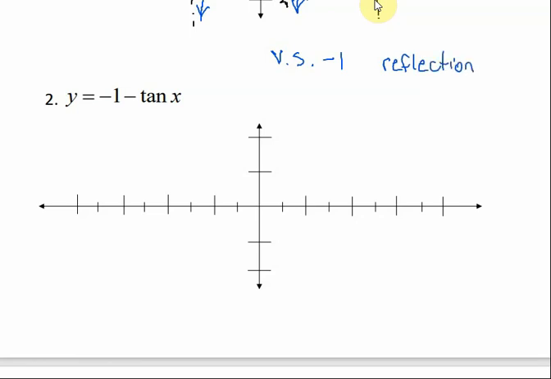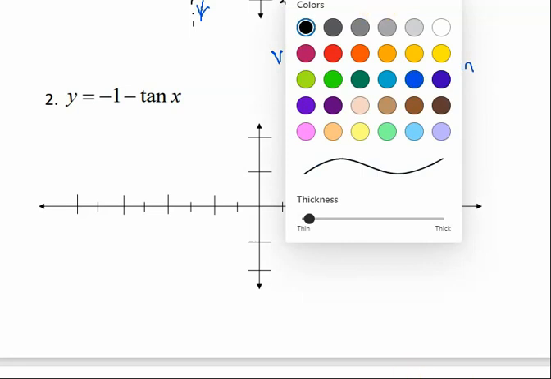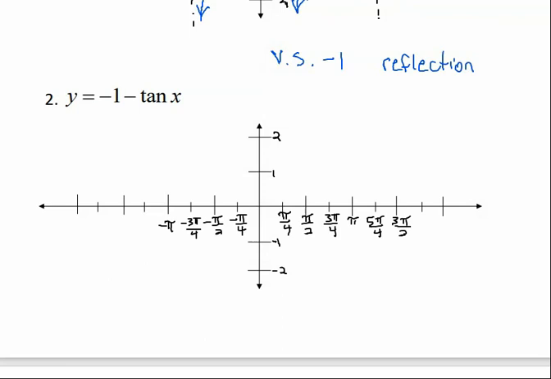All right, so let me mark up our graph. Okay, now that our graph is marked up, our asymptotes are going to stay the same because we don't have a phase shift. So we're going to put in our asymptotes for tangent at a positive pi over 2, negative pi over 2, I'll go ahead and do another one at 3 pi over 2. Okay, and then we know that tangent is 0 at 0, but since we have a vertical shift, it shifts our imaginary x-axis down to negative 1. So instead of crossing at 0, it's going to cross at negative 1. It's going to cross that y-axis at negative 1.